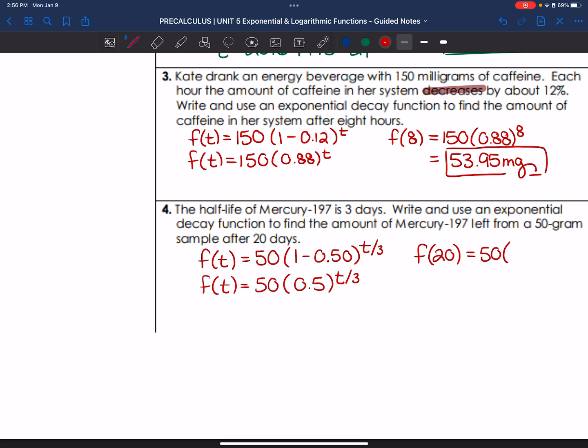So we have 50 and then 0.5, with 20 divided by 3 as that exponent. Will you take a minute to go ahead and determine what that is going to be? How many grams will remain? There will still be a little bit here. It would be 0.49 grams of that mercury after 20 days have passed.